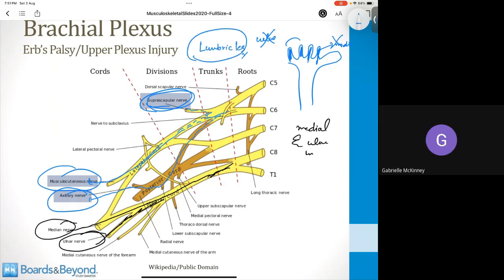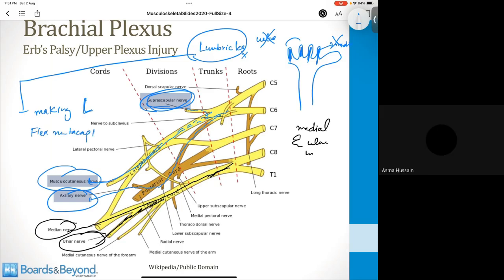The function of the lumbricals is making an L: metacarpophalangeal flexion and interphalangeal extension. So how do we make an L? We make an L by flexion of the metacarpophalangeal joint and extension of your PIP and DIP interphalangeal joints, right? So no median nerve, no ulnar nerve, no function of lumbricals. You cannot make an L. You cannot have flexion at the metacarpophalangeal joint, so you are going to have extension there. You cannot have extension at the interphalangeal joints, so you will have flexion there.